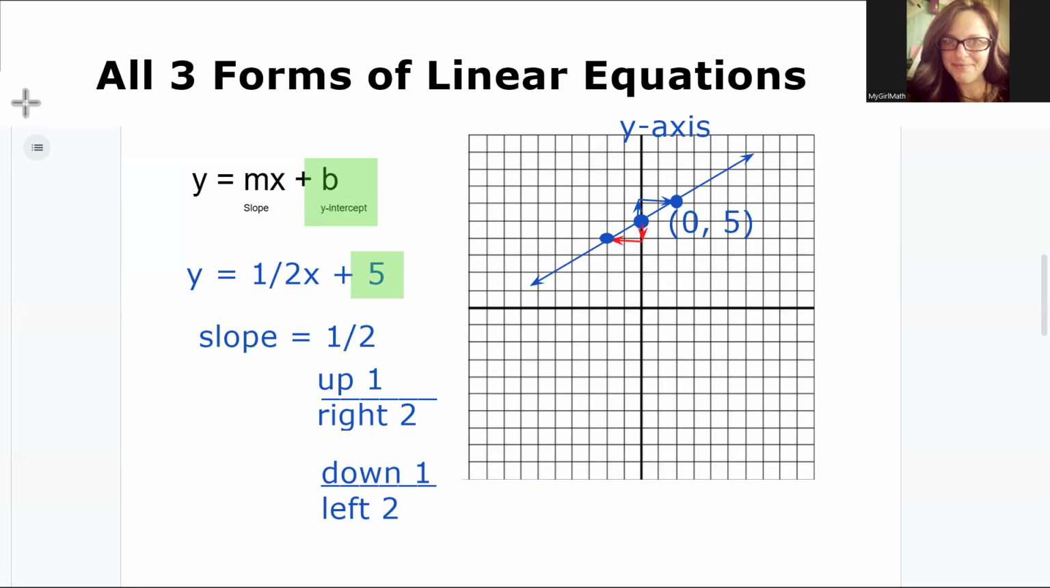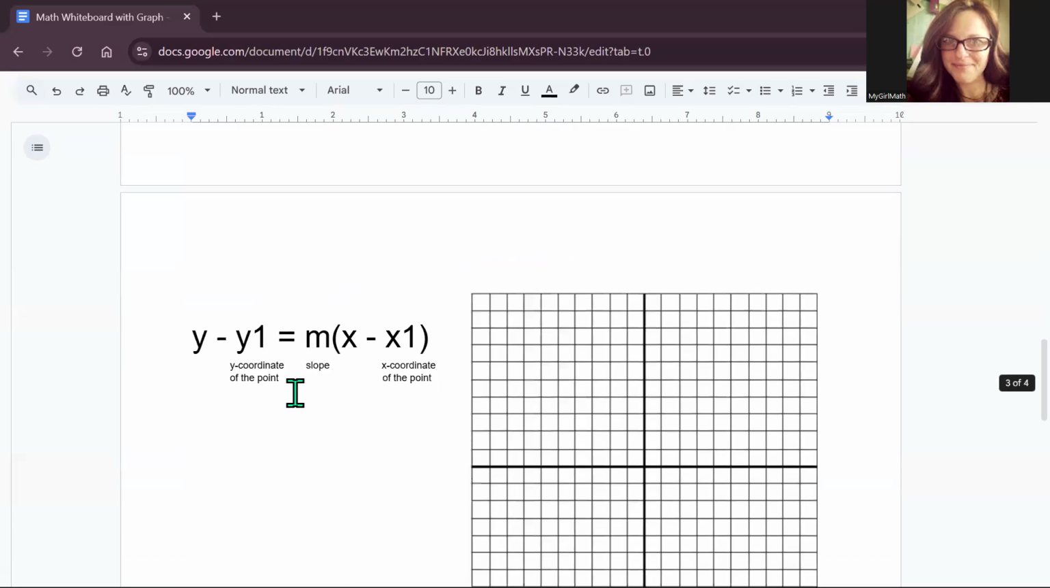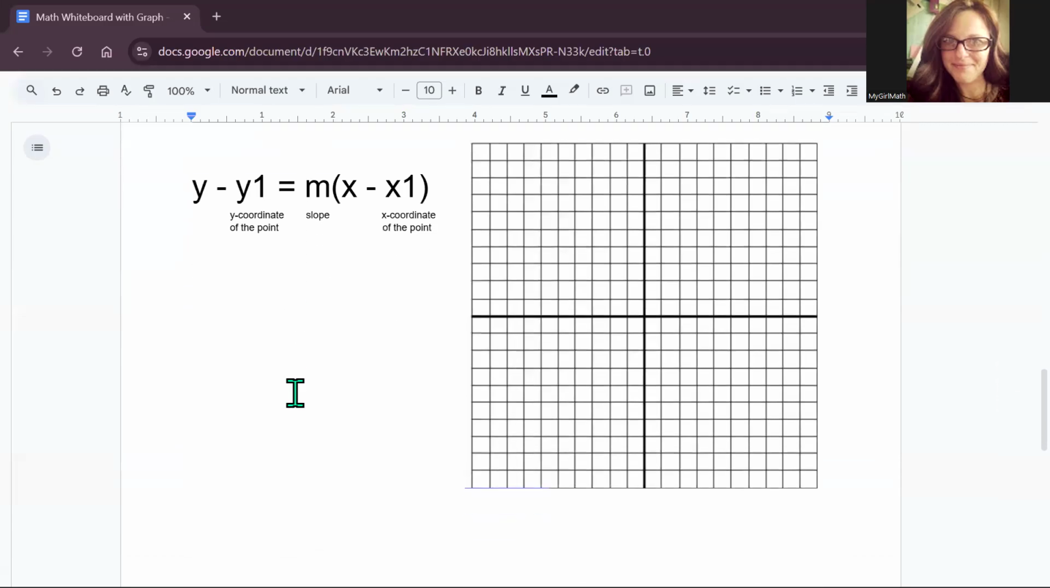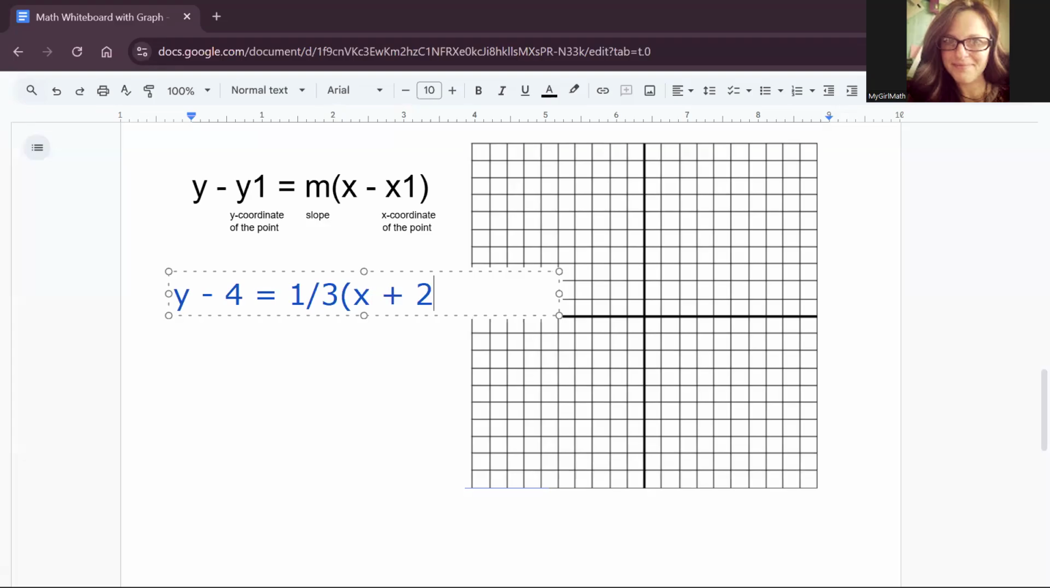Next, let's take a look at point-slope form. Let's start by writing down an example. Let's take a look at y minus 4 equals 1/3 times the quantity x plus 2. Point-slope form of a linear equation.